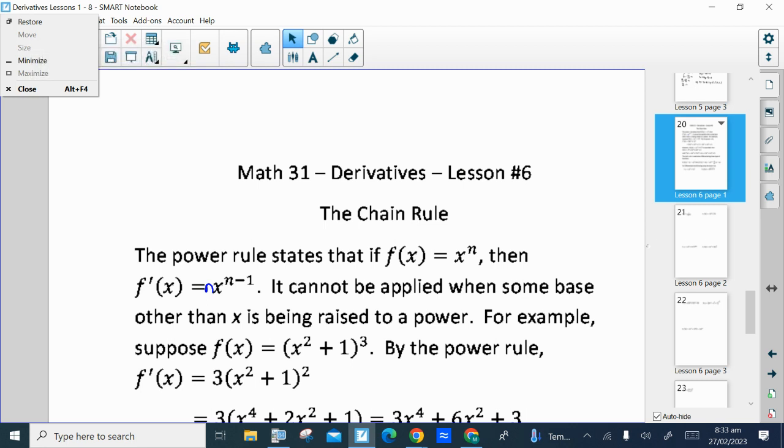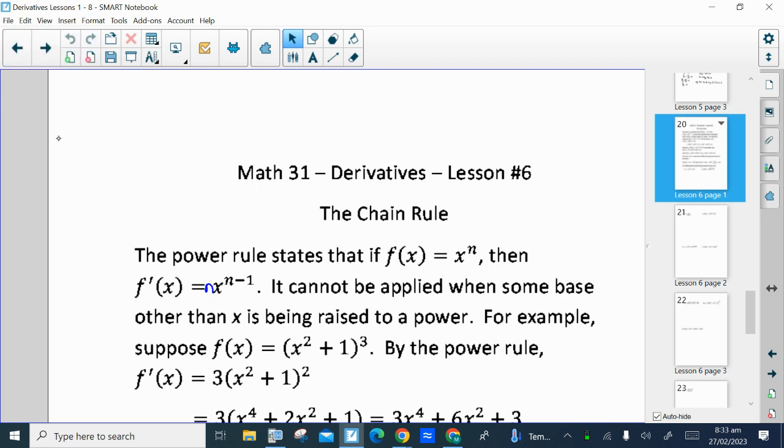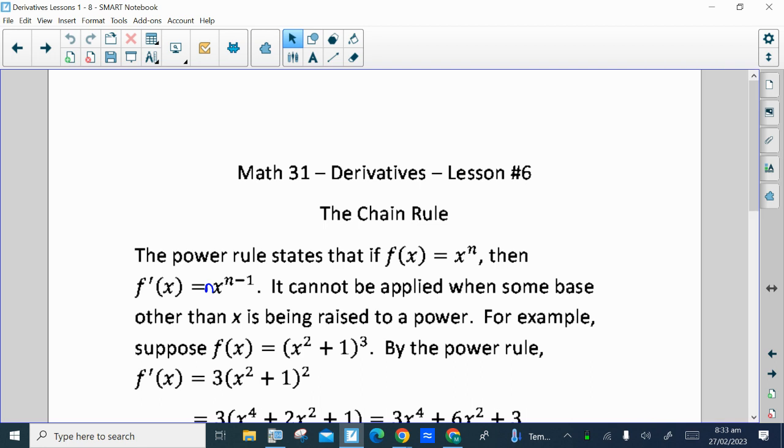All right. So we said that we are going to learn how we differentiate a function where you have more than just x raised to a power. And this is what the chain rule is used for.